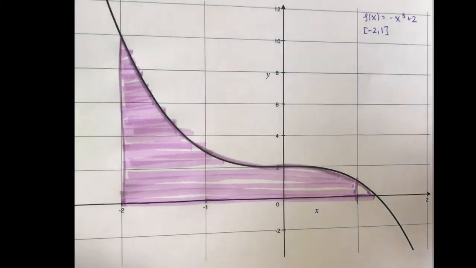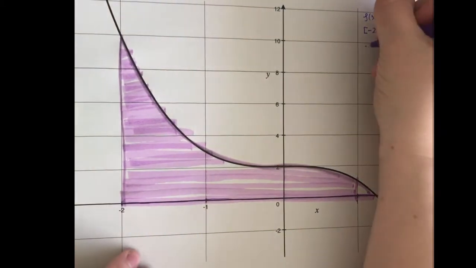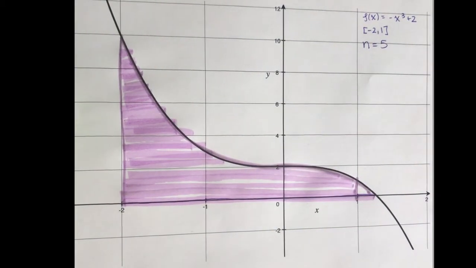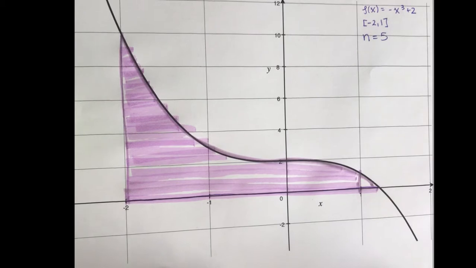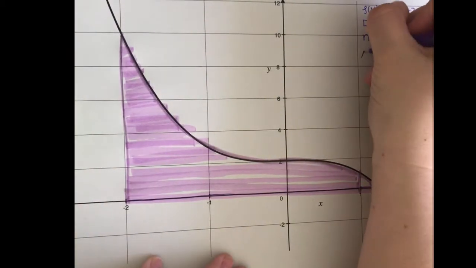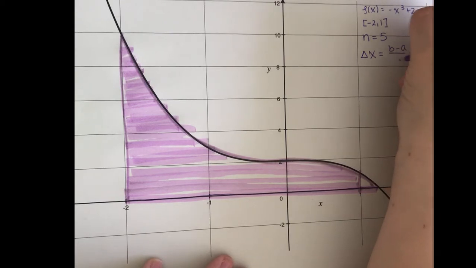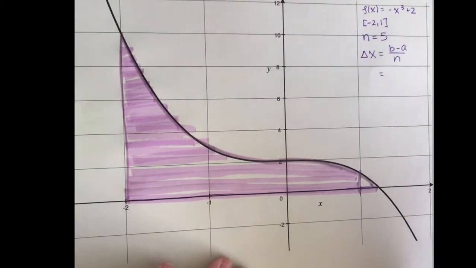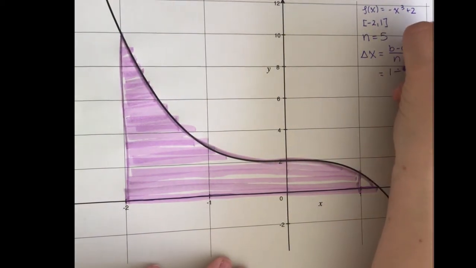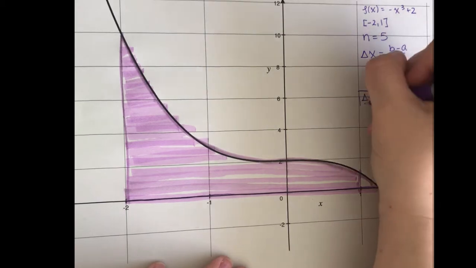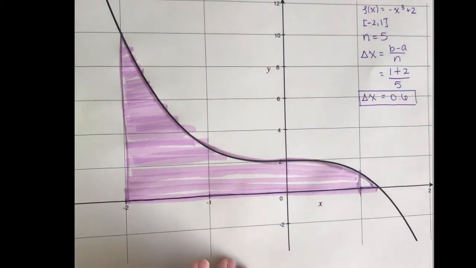We're told that we have 5 subintervals. So that means n is equal to 5. The first thing that we need to find is the width of each of those subintervals. Remember that's delta x is equal to b minus a over n. So in our case, we have 1 minus -2 divided by 5. So the width of each of my rectangles is going to be 0.6.